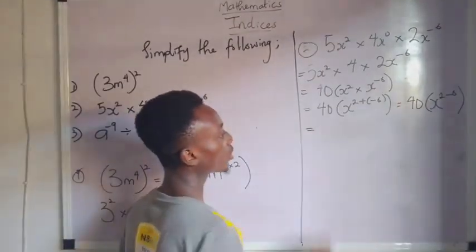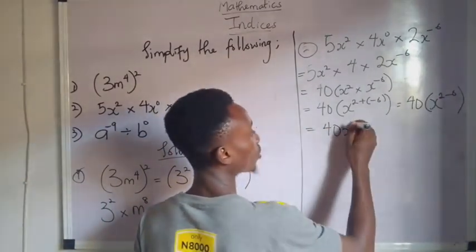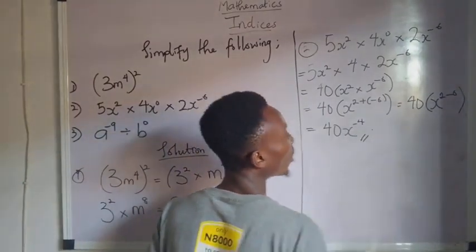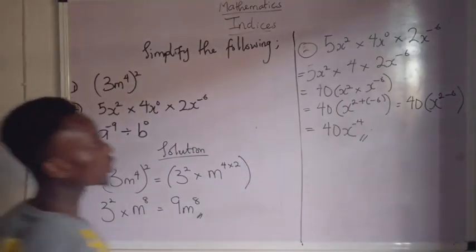Which will give us what? 40x. 2 minus 2 will give us what? Minus 4. This is our answer for this question. We go to the last question.